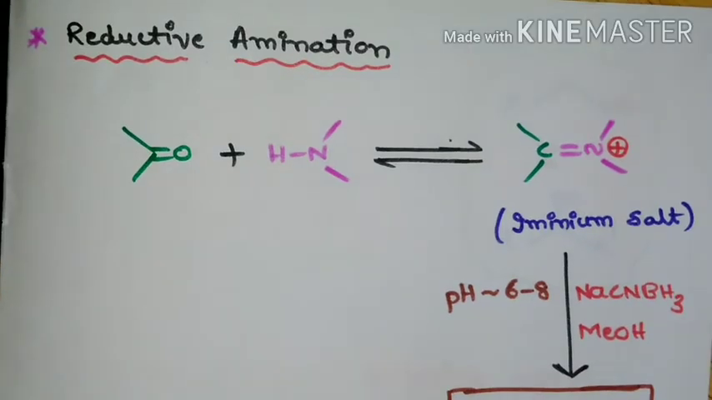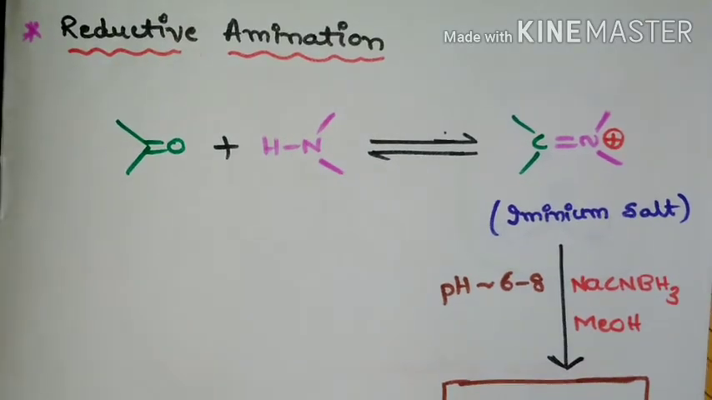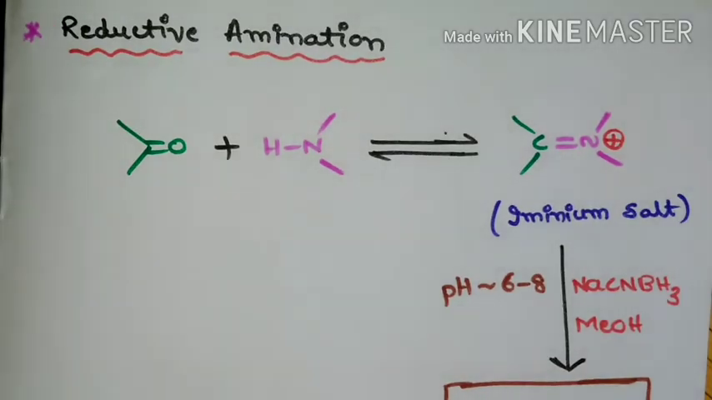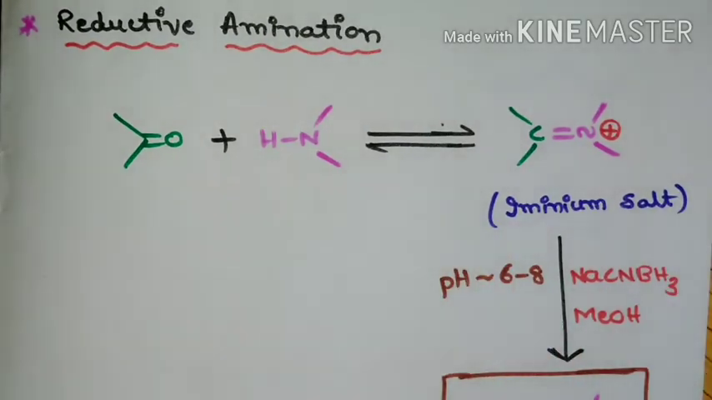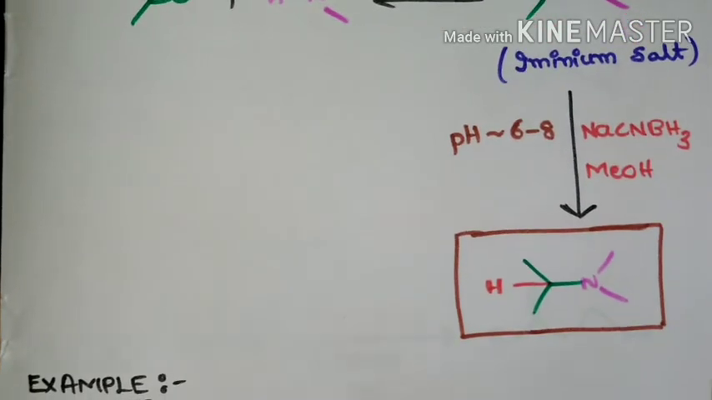And this sodium cyanoborohydride is widely used in reductive amination, that is, for the preparation of amine derivatives from carbonyl compounds. Means here what happens in reductive amination is that a carbonyl group upon treatment with an amine is going to form the corresponding imine salt, and this imine salt is easily reduced by sodium cyanoborohydride, and here the pH will be around 6 to 8, and it gives the corresponding amine derivatives.